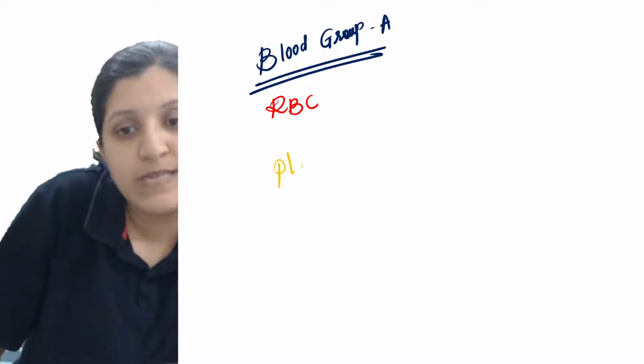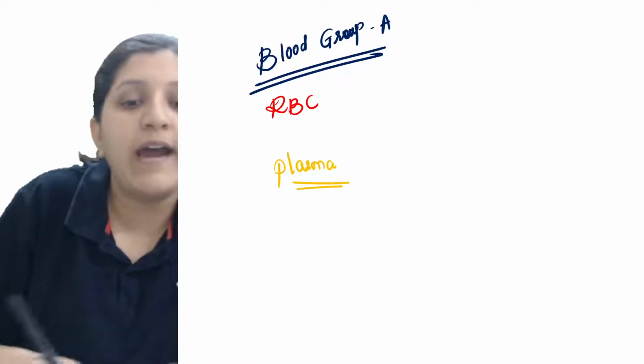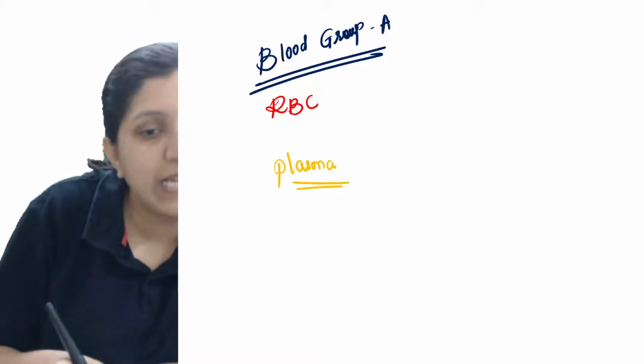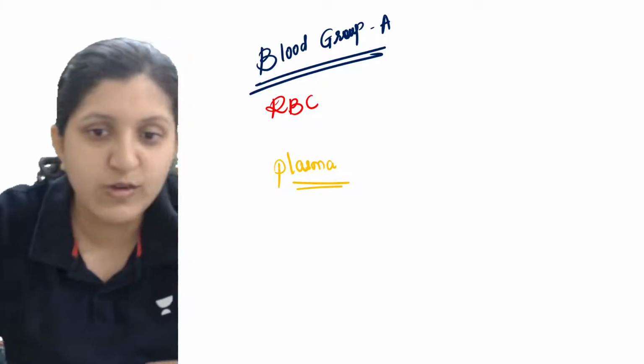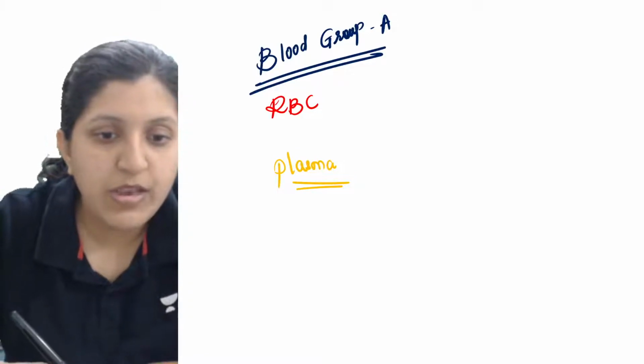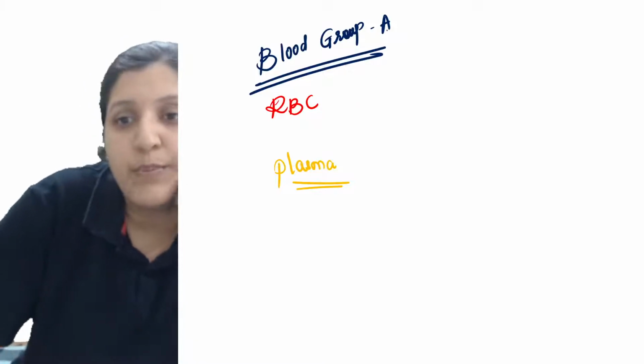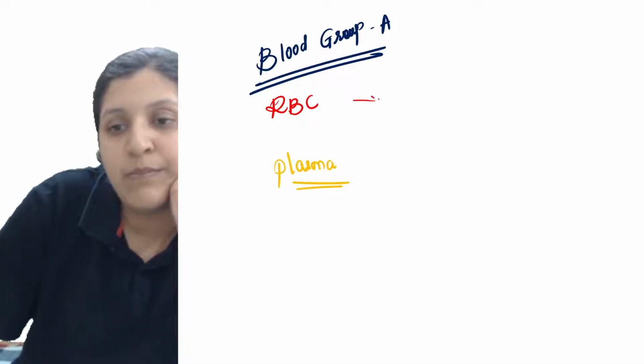Plasma is basically a straw colored fluid that you can find. And RBC is red in color, because of the presence of hemoglobin. Now let's have a look at the RBC of an individual who has the A blood group.